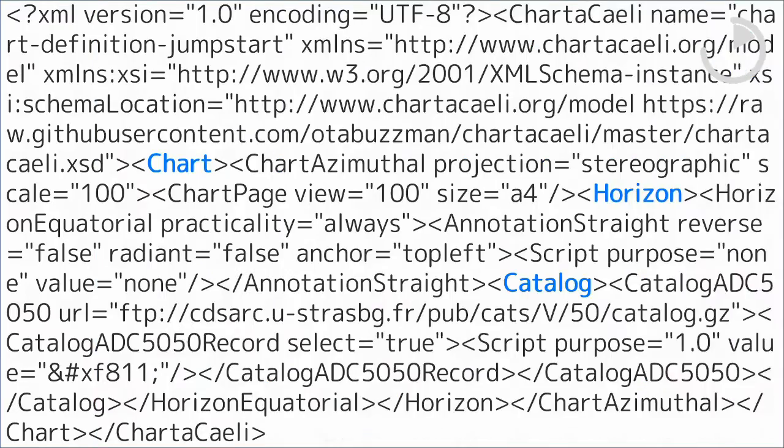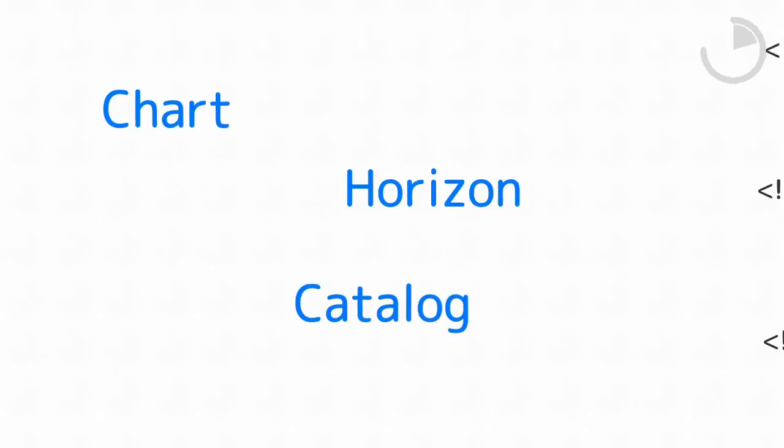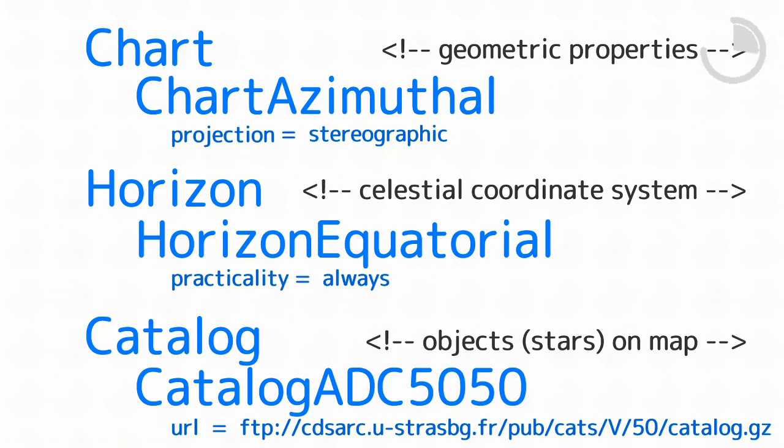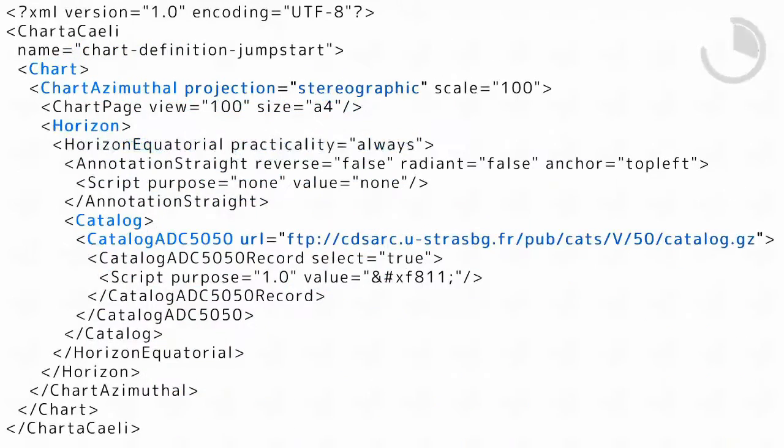A simple star map would define chart, horizon and catalog. Each class is followed by its feature. Parameters control each feature's behavior. A few composite parameters are still missing to complete the chart geometry, to annotate the coordinate system, and to tell which catalog objects to pick.